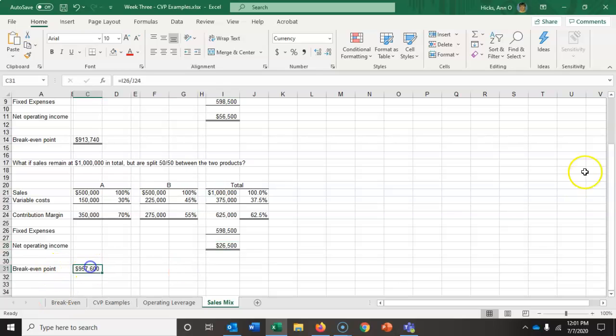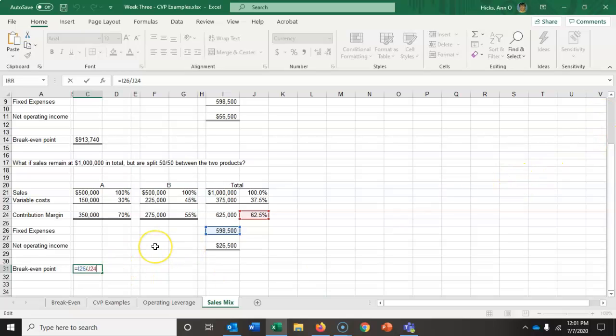And if we recalculate the break-even point with this revised average contribution margin ratio, notice what's happened. Our break-even point has increased. So if we're going to break even with a 50-50 sales mix, we are going to have to generate more sales in order to break even. So keep that in mind, that when you've got multiple products that have different contribution margins, if they have the same contribution margin, then it's going to be neutral. But if they have different contribution margins, then you've got to consider the sales mix in your break-even analysis.